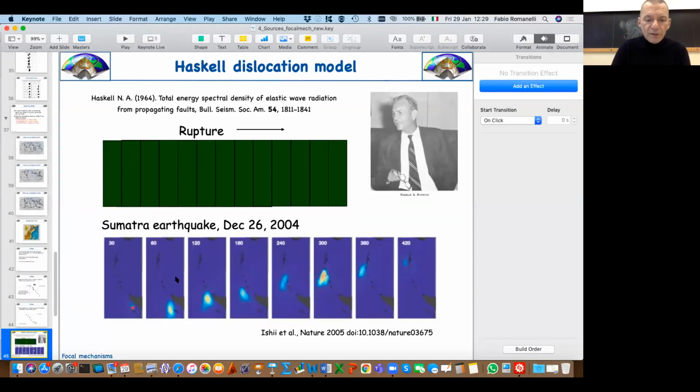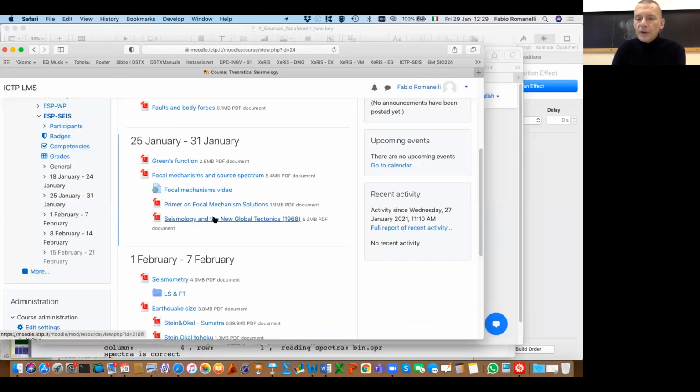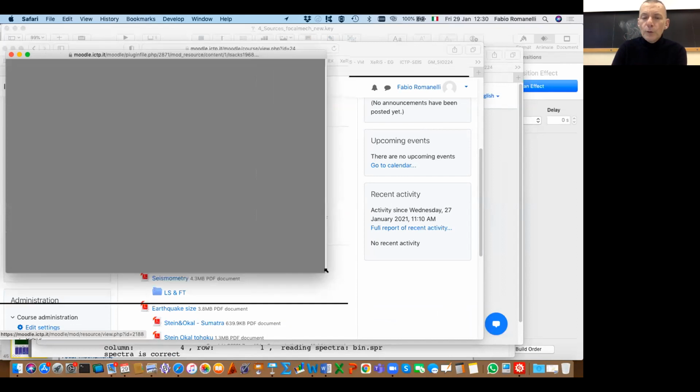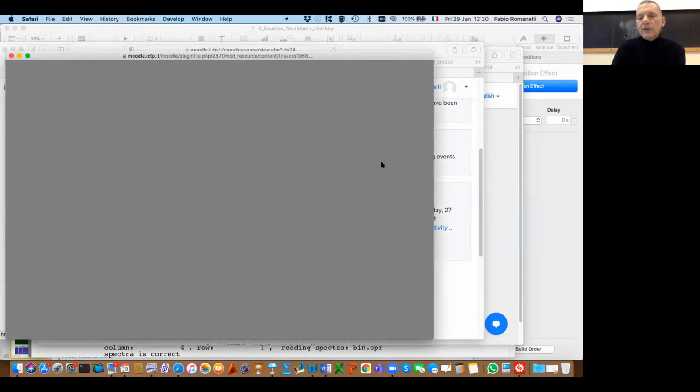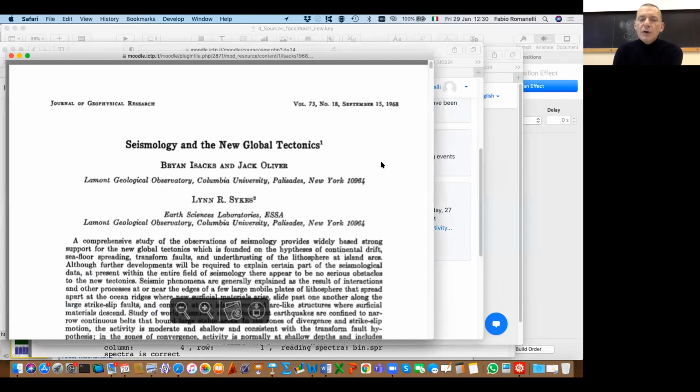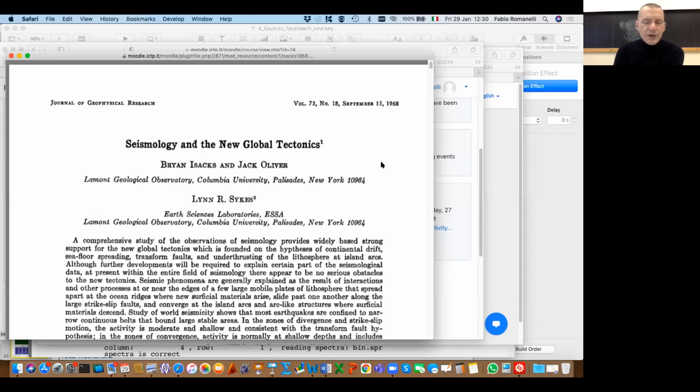Let me close with this, because I left here for you as a sort of a good night reading this beautiful paper. It was one of the first papers. It's a little bit large. It's really a beautiful paper, and it was one of the first papers in the history to use the concepts of, if you want, seismology with geodynamics.